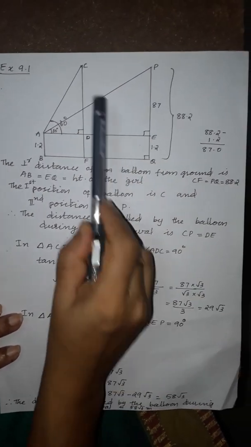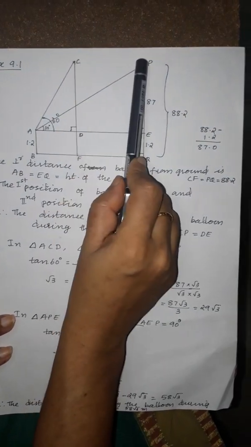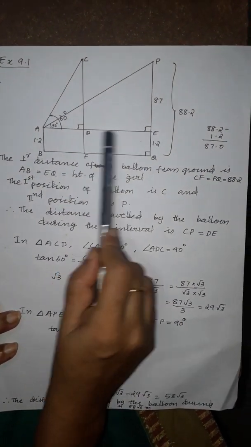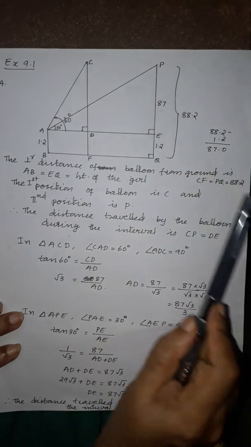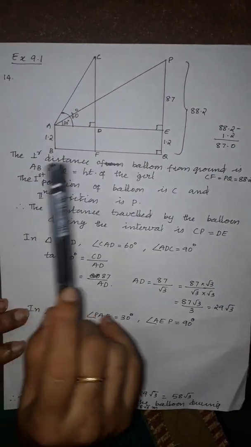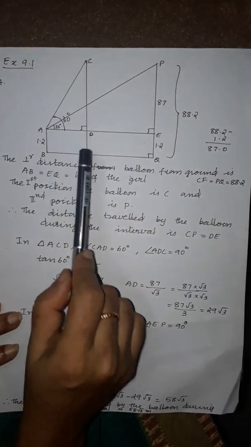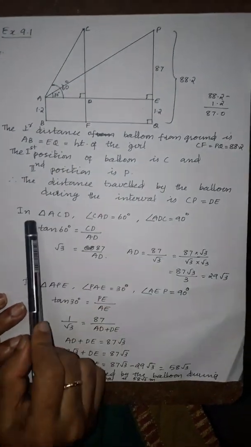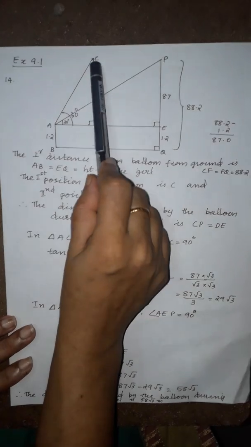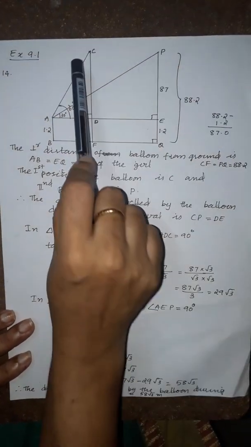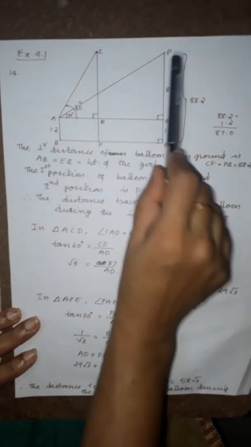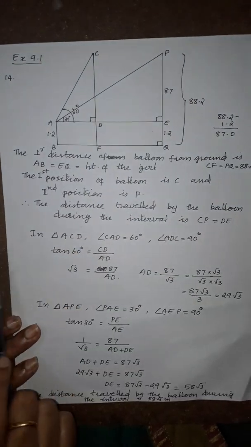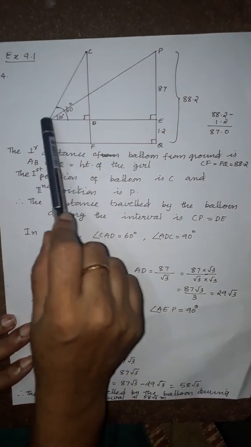So we want to find the distance CP, and that distance is the same as DE. Using trigonometric ratios we are going to find it, because one side and the angle are given. That is why we are using trigonometric ratios. I have written the first position as C and the second position as P. The distance travelled in this interval is CP, which we want to find, that is DE. First we take triangle ACD.